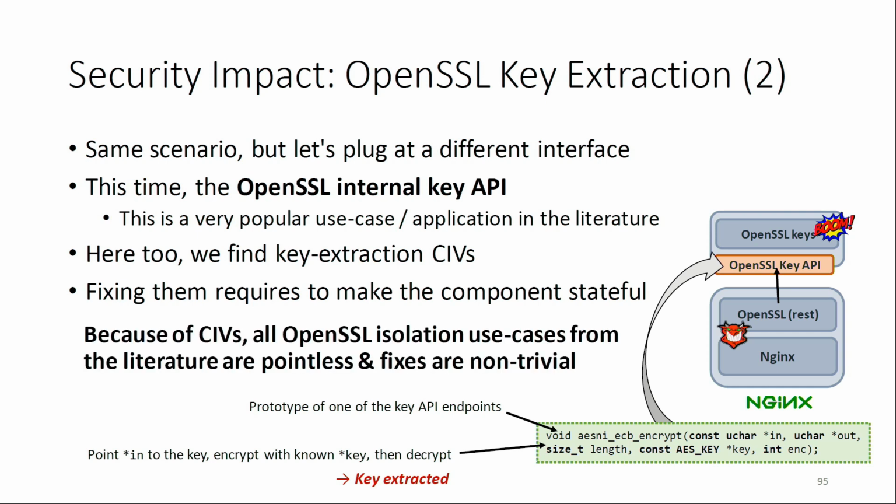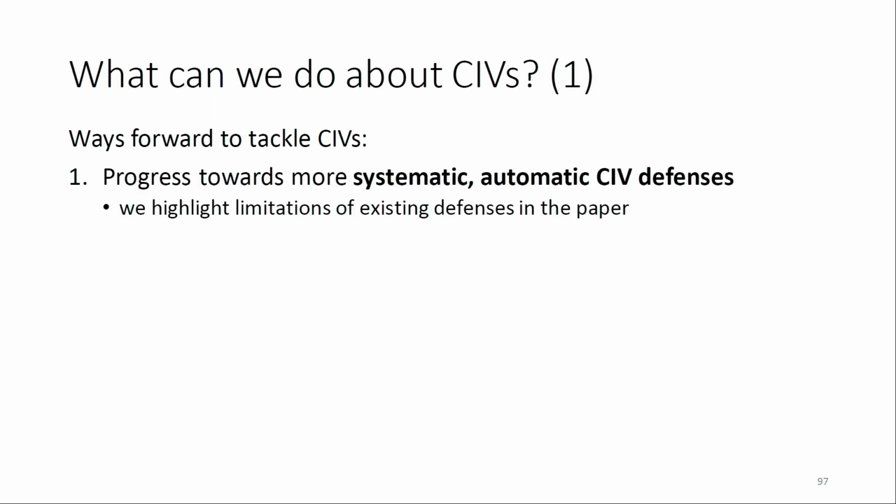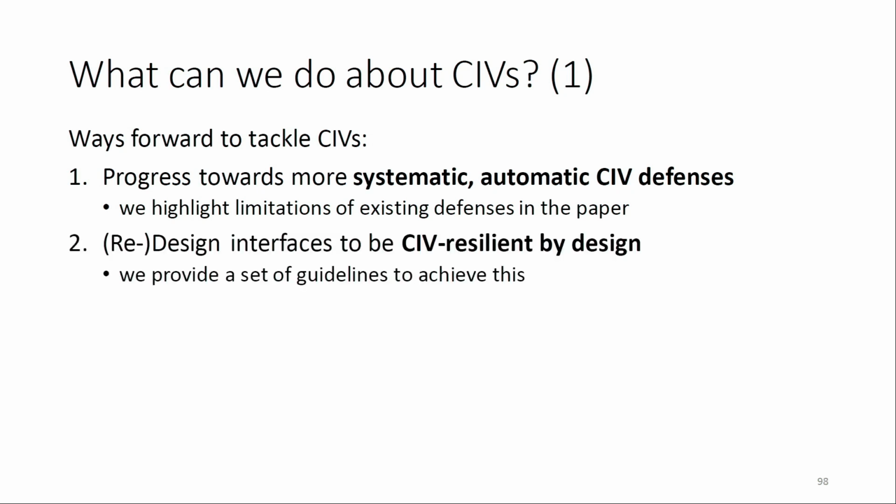Overall, through these two examples, I showed how existing OpenSSL isolation strategies collapse when confronted with CIVs and how important they are security-wise. So to conclude this talk, let's take a quick look at the countermeasures. How do we tackle CIVs? Overall, we see two ways. First, making progress on automatic and systematic countermeasures, and our paper highlights their limitations as part of the CIV taxonomy.